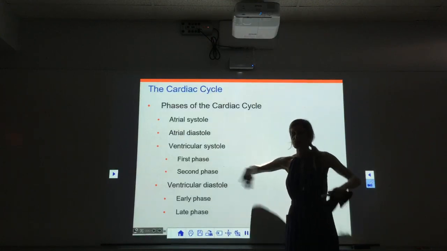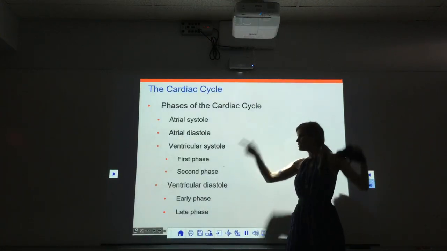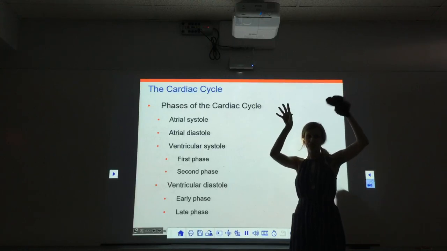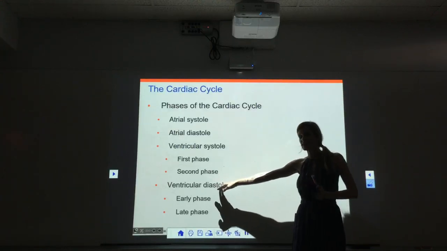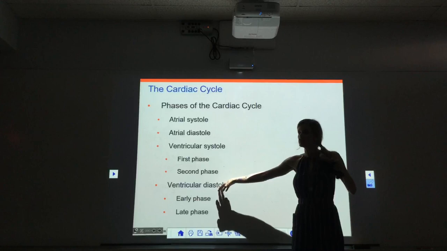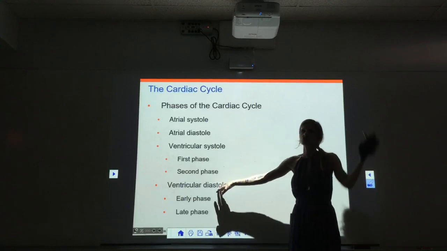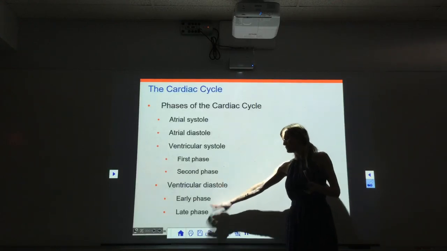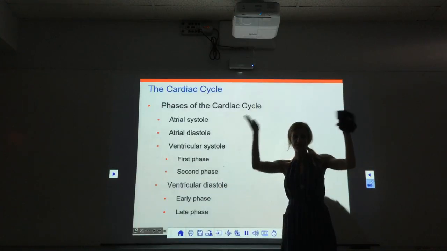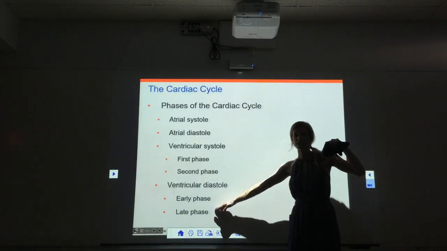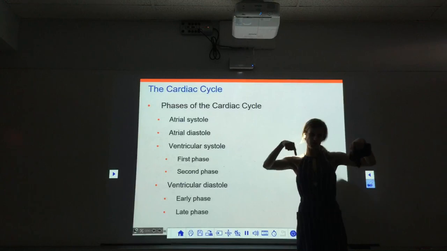During the first phase, remember, we snap the AV valves shut. During the second phase, we actually eject blood. Then we have ventricular diastole, which is what? Relaxation. What happens to the pressure? Goes down. Again, we have two phases. Early phase is when the semilunars snap shut. Late phase is when the AV valves are open and the blood actually goes down.